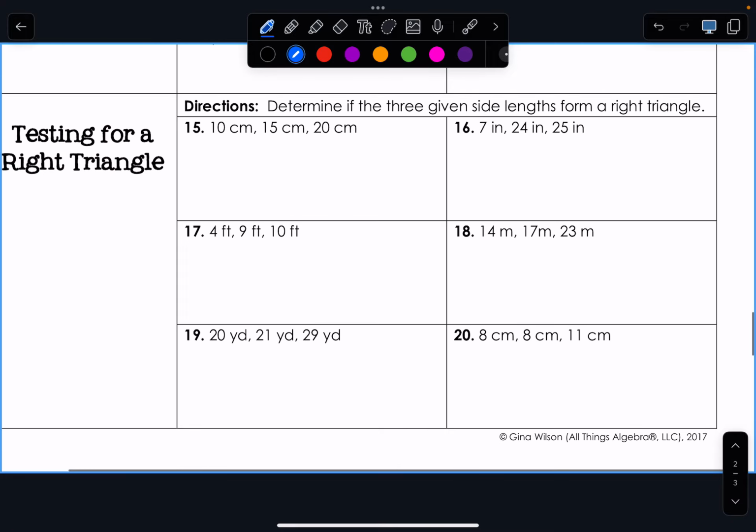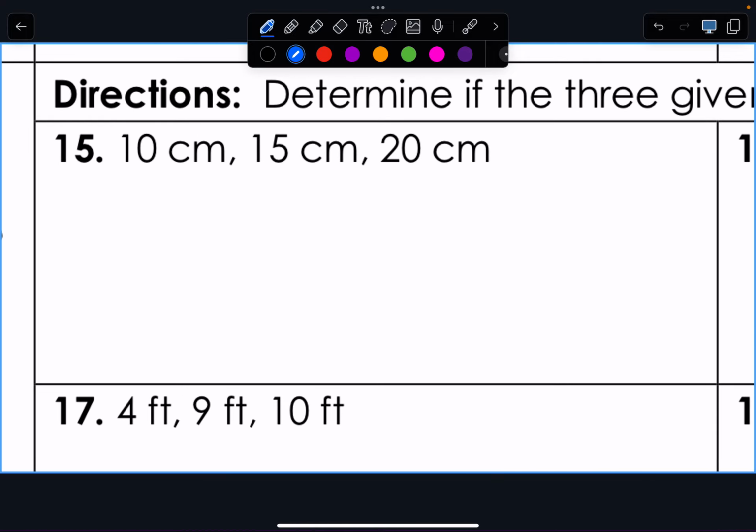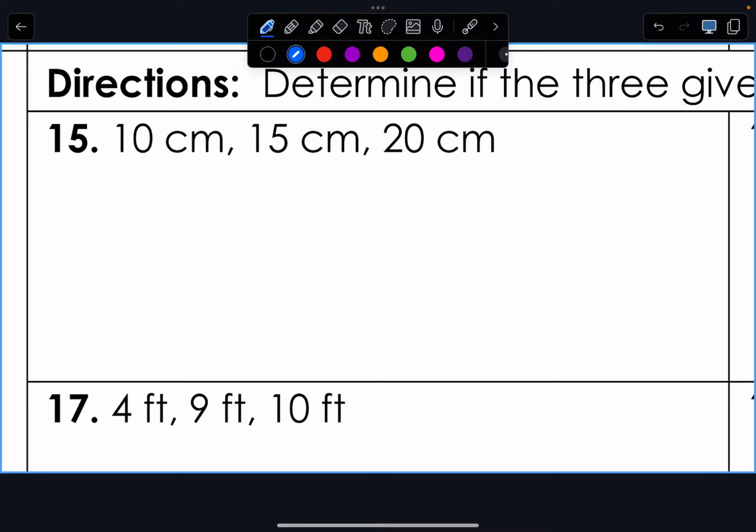Now, last thing I want to do is talk about how if I give you three numbers, you need to be able to determine if it's a right triangle or not. What should we do with those three numbers, Miles? The biggest one is going to be the long side, the hypotenuse. Do we agree that the hypotenuse has to be the biggest number? Yes.